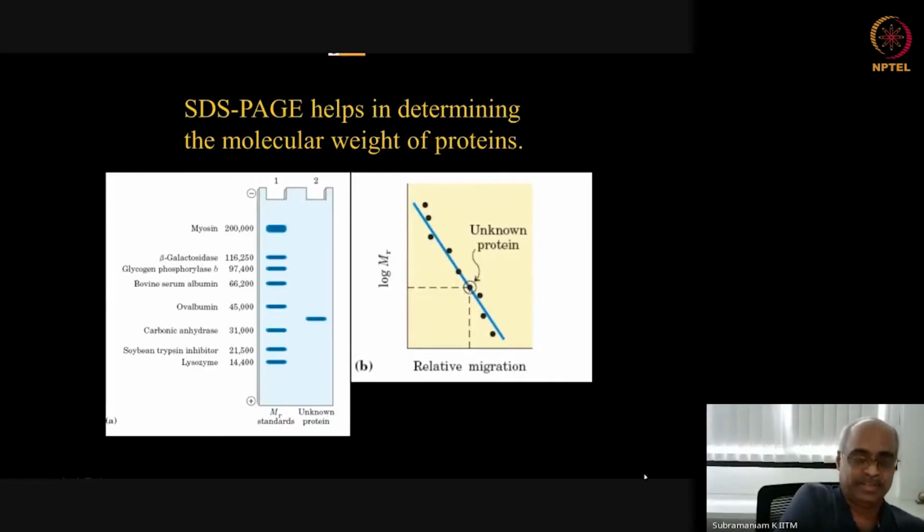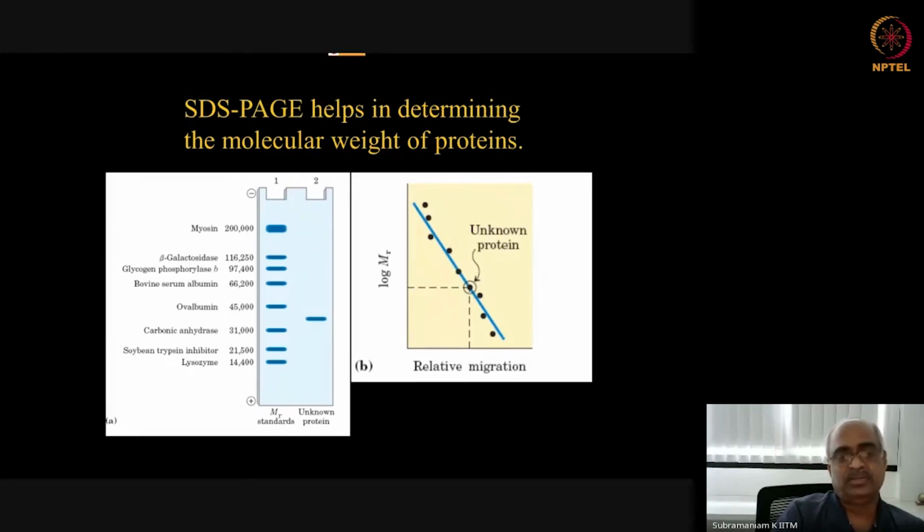Okay, another important point that I want to point out is the distance migrated is inversely proportional to the log of the mass. So the y-axis is log and the x-axis is the distance in centimeters usually. So if you measure and plot, if you know the molecular mass of these reference proteins, the molecular weight of an unknown protein can be readily determined. There are other more sophisticated methods, but this is the most practical and reliable way of determining molecular weight of proteins.